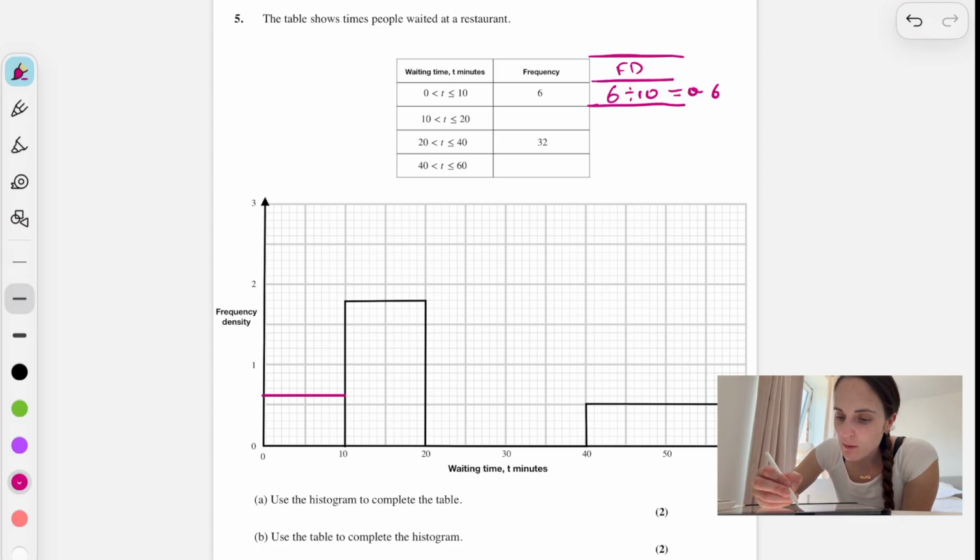The next one, I need to work out what the frequency is between 10 and 20. So if the base is 10 and the height is 1.8, I'm going to do 10 times 1.8, and that's going to be 18. So that's 18 there. The next one, we're going from 20 to 40 and the frequency is 32.